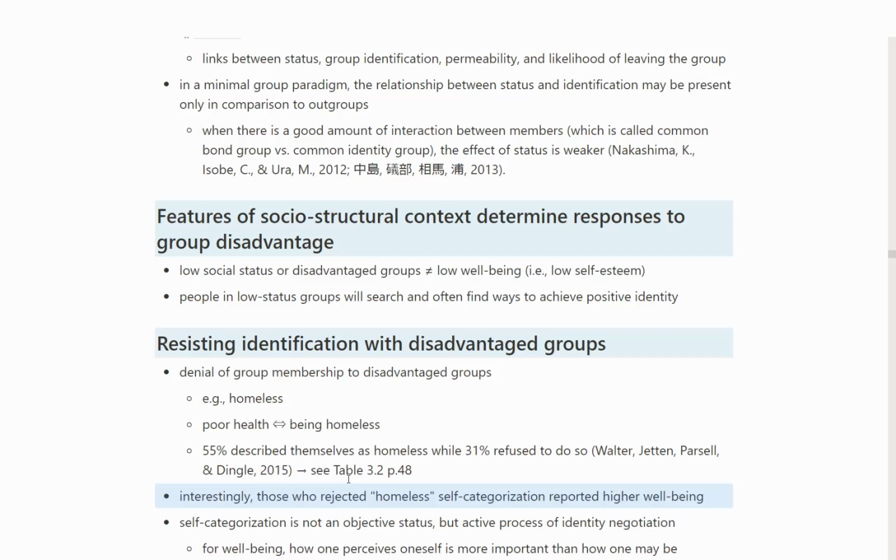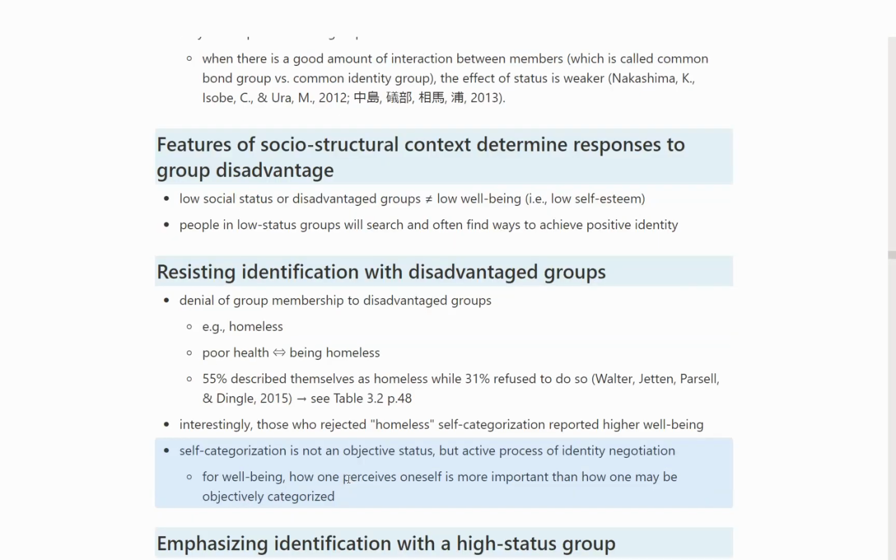So whether belonging to groups can actually benefit our well-being or not depends on the positivity of the group. So from their perspective, if some groups are very negative, belonging to such groups would actually result in poor well-being. Okay, so self-categorization is not an objective status, but an active process of identity negotiation. From the objective status, these people were homeless, but whether they actually achieve the identity of homeless depends on how they accept or deny their situation and their status.